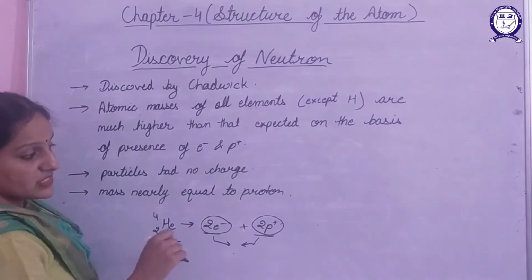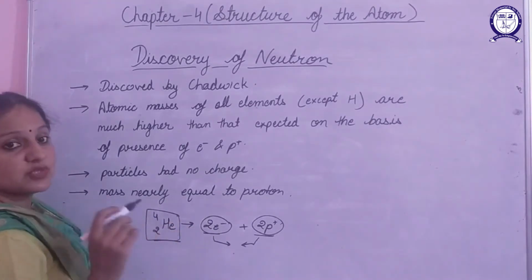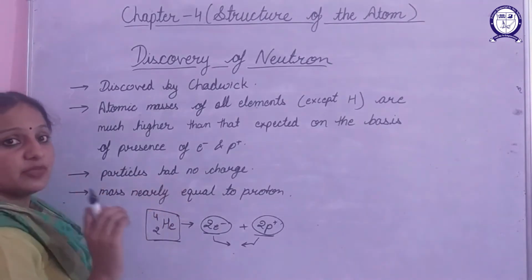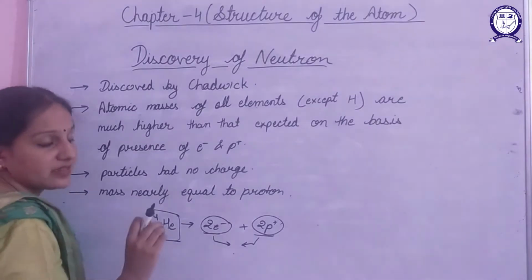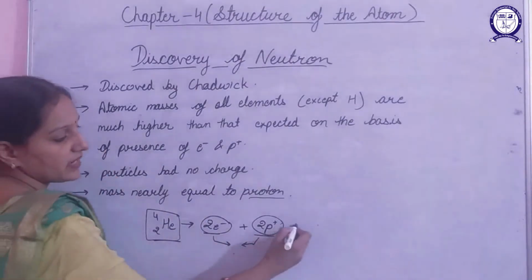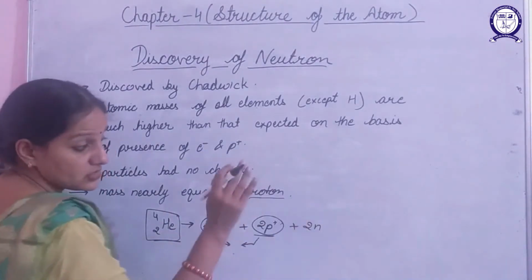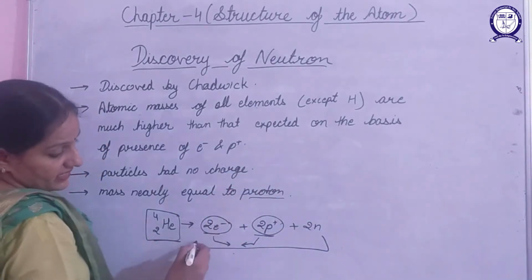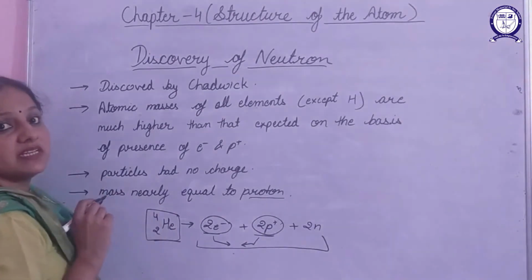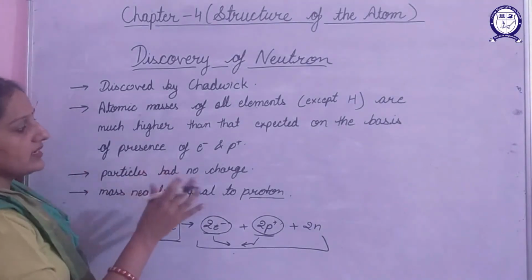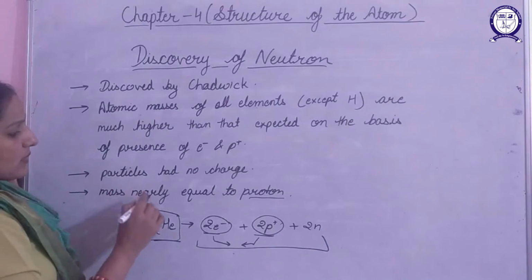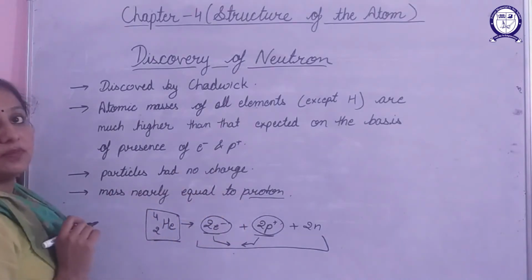Because if such a particle is present, only then can we prove that the mass comes out the same. So they concluded that some neutral particles are present inside an atom whose mass is equal to that of a proton. When we consider that particle also, the mass they calculated comes out equal to the exact mass of one helium atom. So they proved that neutrons are neutral particles inside an atom, whose mass is nearly equal to the mass of a proton.